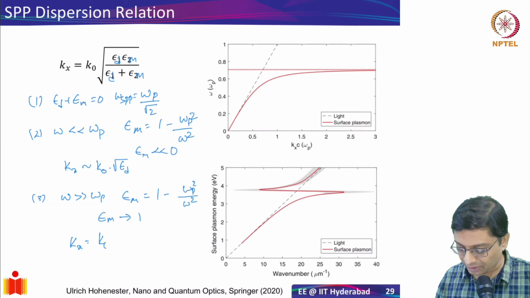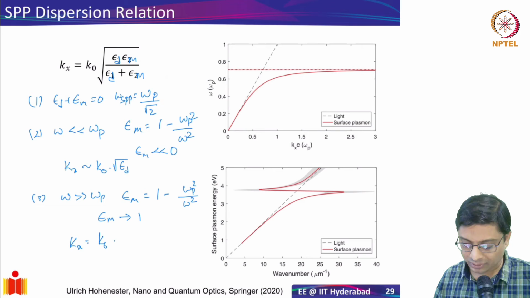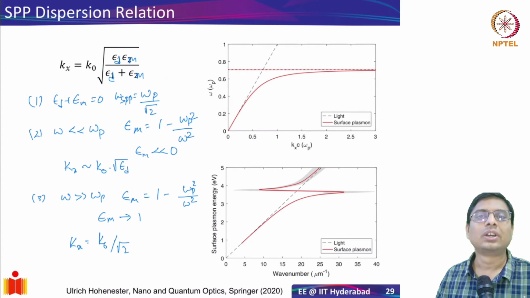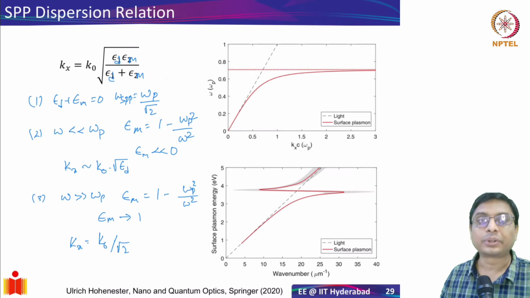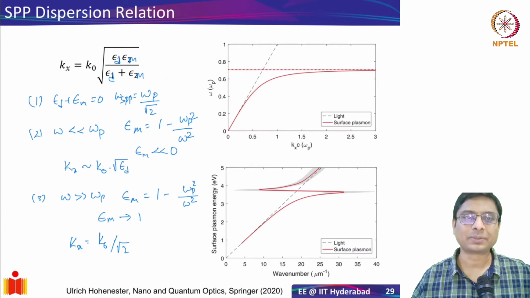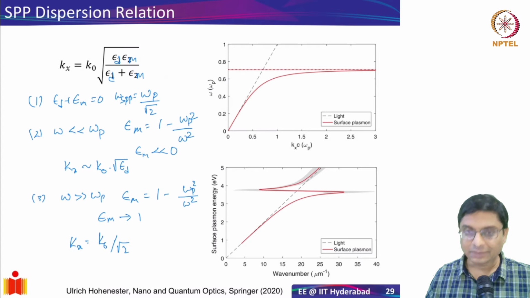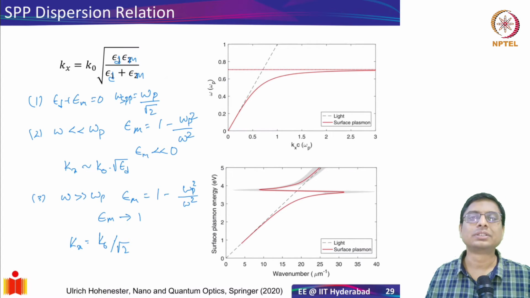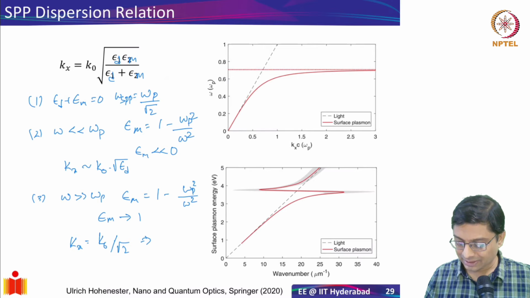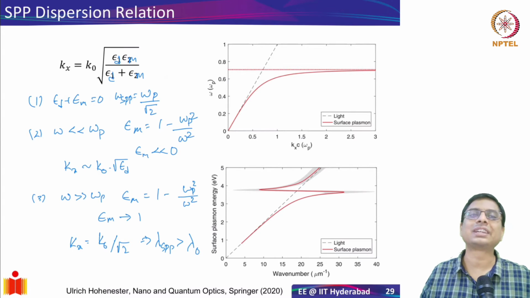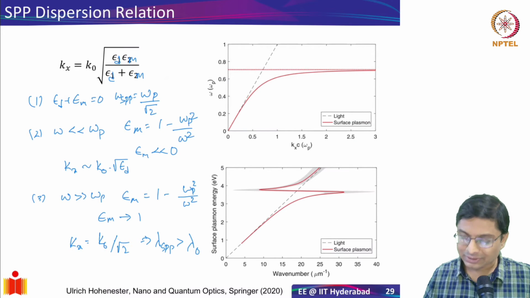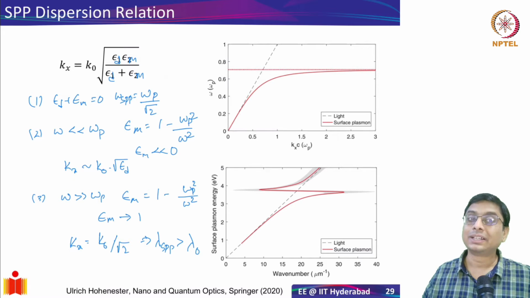So in this case, k naught into 1 and 1 divided by 2 root. So basically k naught by root 2. Okay, this is where the kx is going to be. So now if I go higher than the plasma frequency, very high, I am seeing that the propagation constant is actually smaller than k naught. Okay, this implies lambda SPP is actually greater than lambda naught. That only then the kx can be smaller than k naught. Okay, so that's why this occurs to the left of the light line.